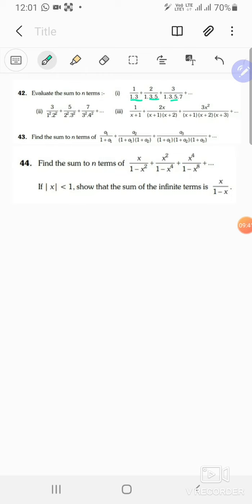Here x is a variable, so maybe we should try doing it in a similar fashion. Wait, what can we do? In the previous one we multiplied by 2. Should we multiply by 2 over here as well?